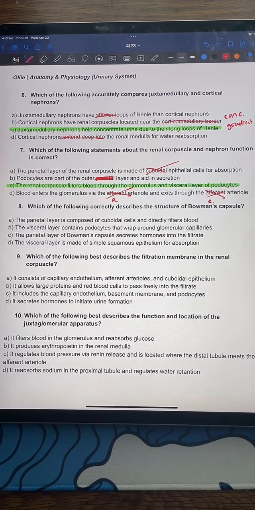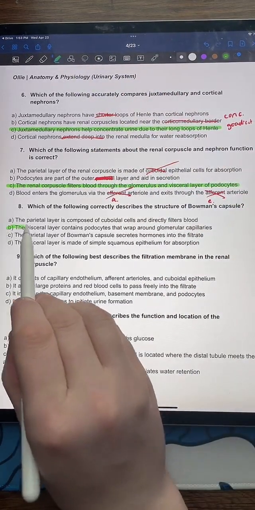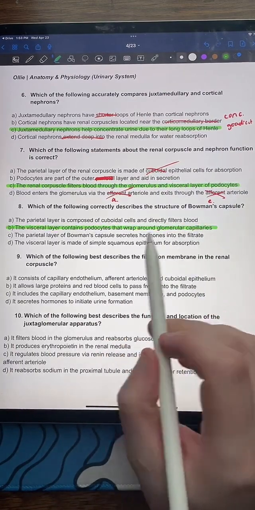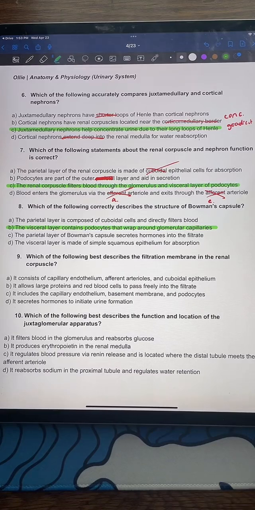Number 8, which of the following correctly describes the structure of the Bowman's capsule? The answer is B. The visceral layer contains podocytes that wrap around the glomerular capillaries.